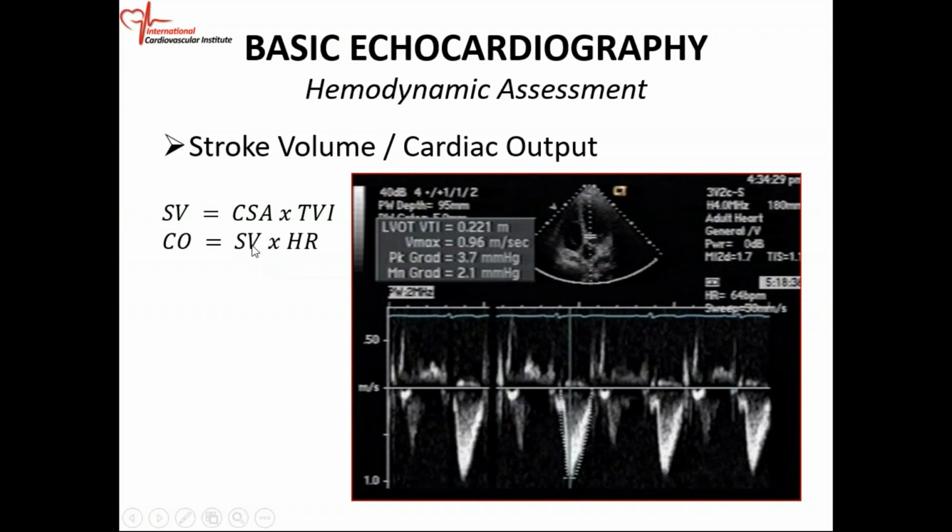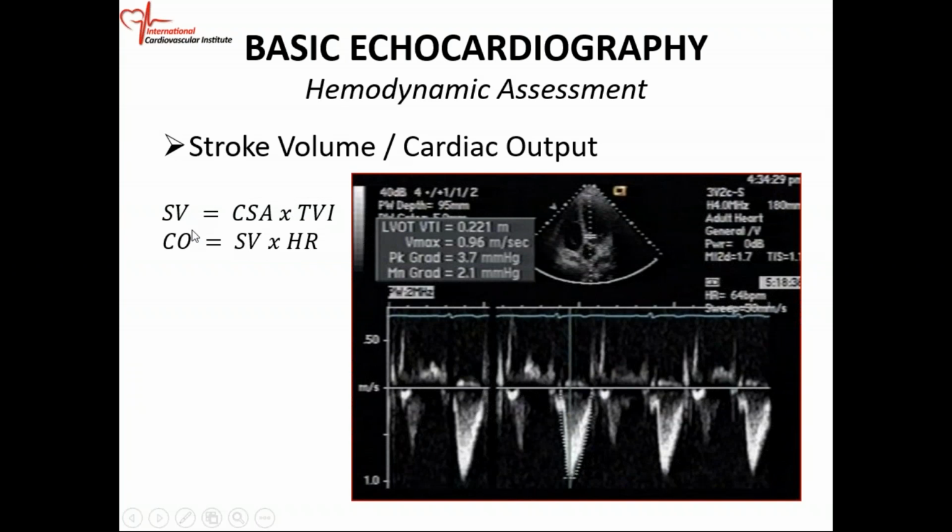So for the cross-sectional area of the LVOT, we assume that it's circular. The area of a circle is pi r squared. We've been telling you how to measure the diameter of the left ventricular outflow tract. Remember, the radius is diameter divided by 2, so we can get the radius. Then if we do planimetry around the LVOT envelope, we get the VTI or TVI, the same thing. And when you multiply them, you get stroke volume.